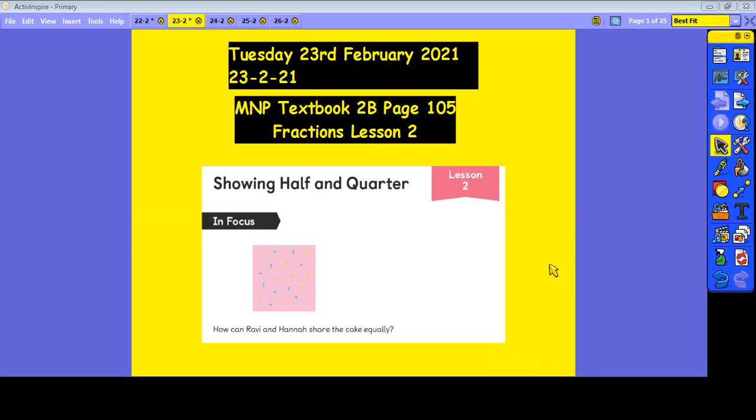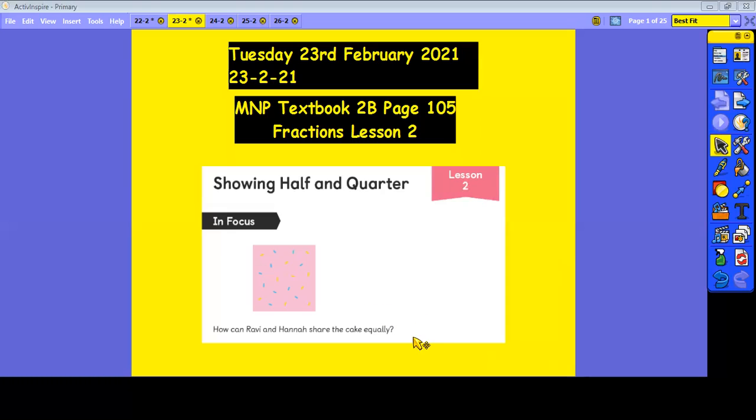These terms should already be familiar to you from Year 1, and so this lesson is hopefully a form of revision, revisiting the terms half and a quarter. Please remember, it might be useful to have a square cut out to help you with the Let's Learn and In Focus activities. So let's have a little look at the In Focus, as always, together.